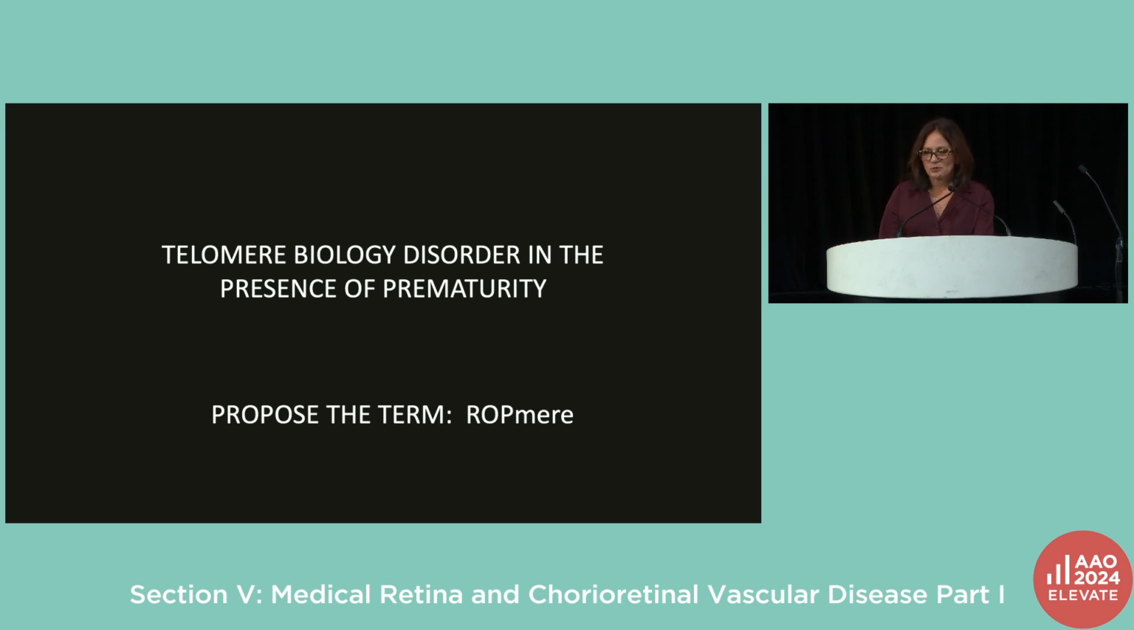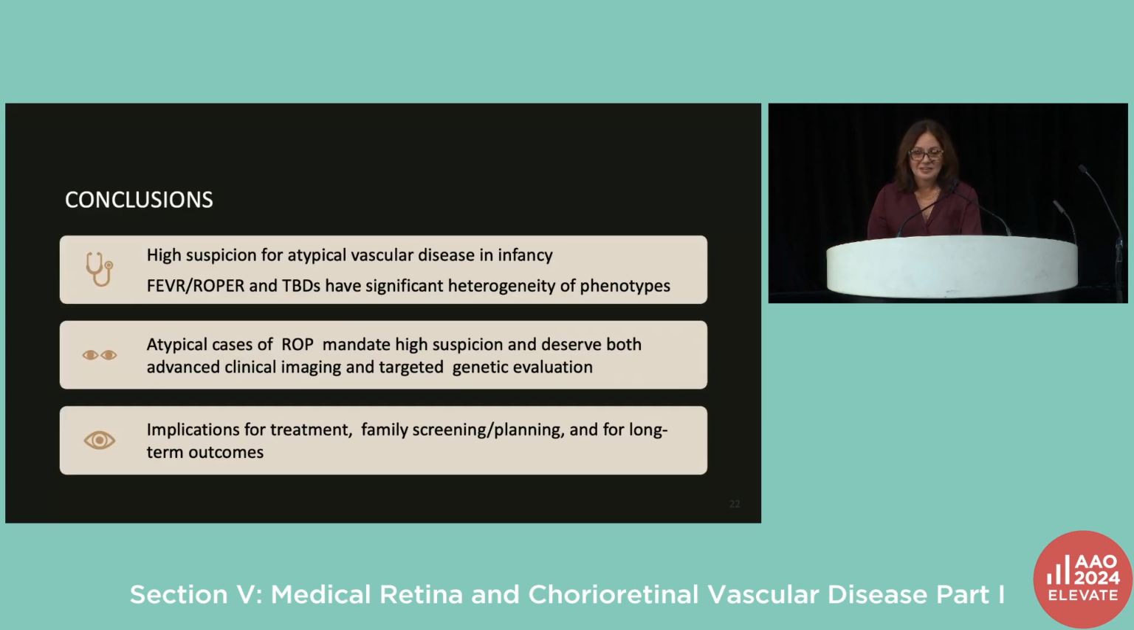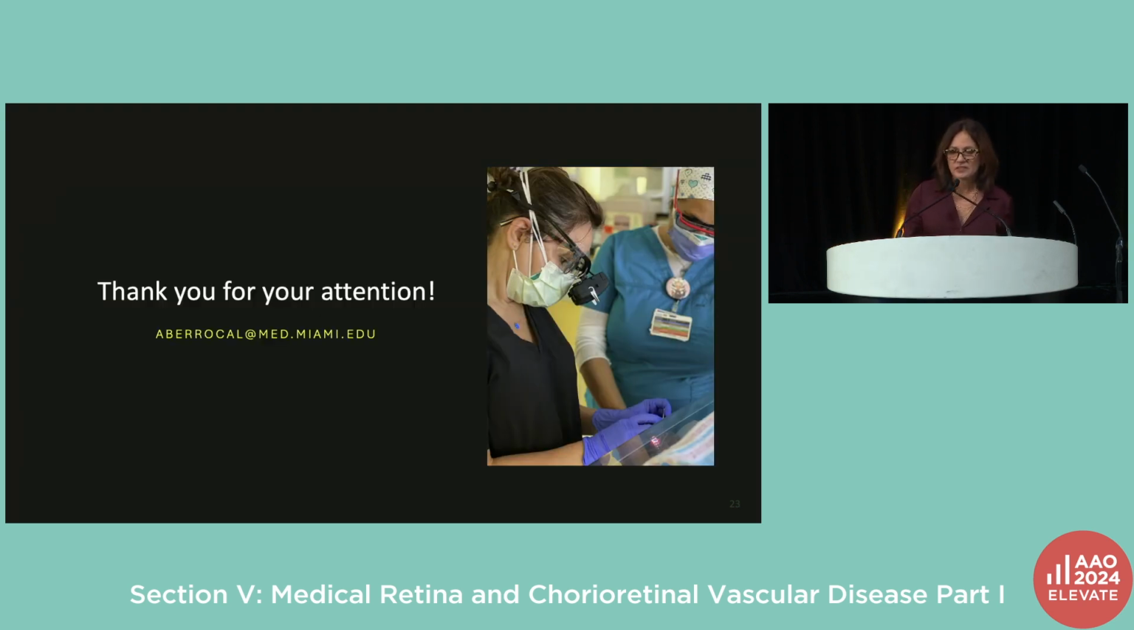So I propose that telomere biology disorder in the presence of prematurity, we can call them ROP-TBD. And in conclusion, high suspicion for atypical vascular disease in infancy: FEVR, ROP, and TBDs have significant heterogeneous phenotypes. Atypical cases of ROP mandate high suspicion and deserve wide field imaging and also targeted genetics. And it's important for family screening, planning, and for long-term outcomes. Thank you very much.